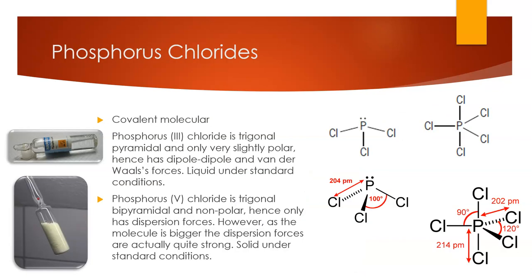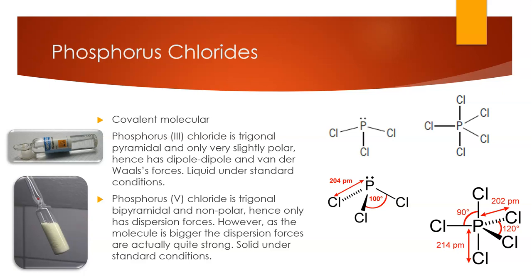Phosphorus chlorides come in a number of different structures, including some of the new molecular geometries that we've found. PCl3 will have a trigonal pyramidal geometry, whereas where we see PCl5, we now have our trigonal bipyramidal. They're covalent molecular compounds, with phosphorus 3 chloride, PCl3, being trigonal pyramidal, slightly polar, and will have dipole-dipole interactions, which leads it to being a liquid under standard conditions. Phosphorus 5 chloride is our trigonal bipyramidal.